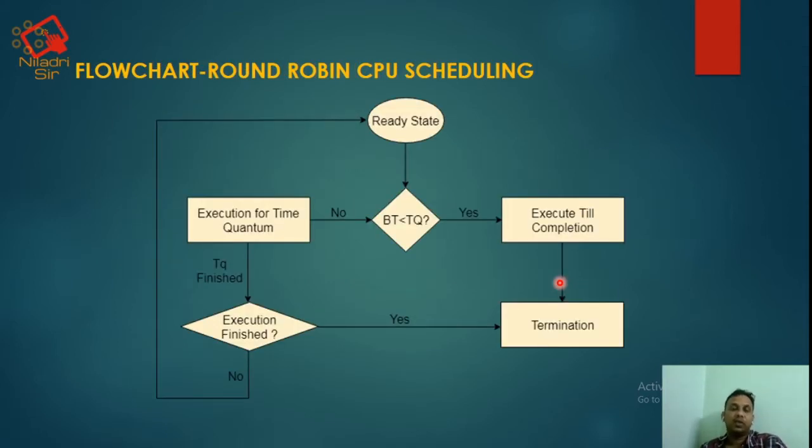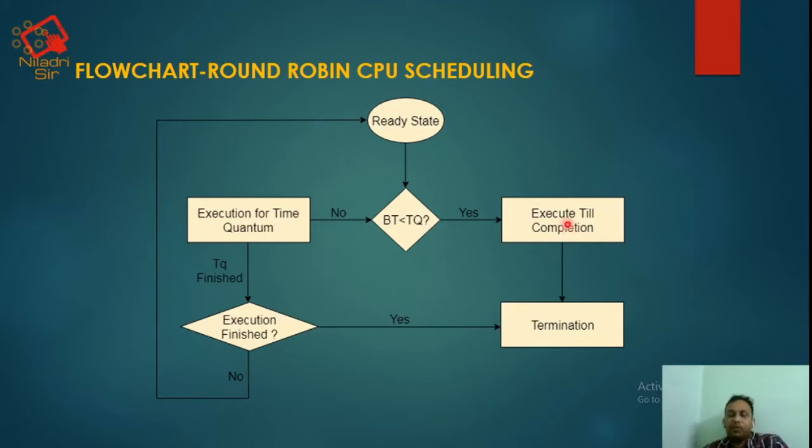So this is the flowchart of the round robin scheduling algorithm. Suppose a process is in ready state. From ready state it came here. BT is for burst time and TQ for quantum time. We check whether the burst time is less than the quantum time. That may be yes, that may be no. If the quantum time is greater than the burst time, execute till completion. So it will complete.